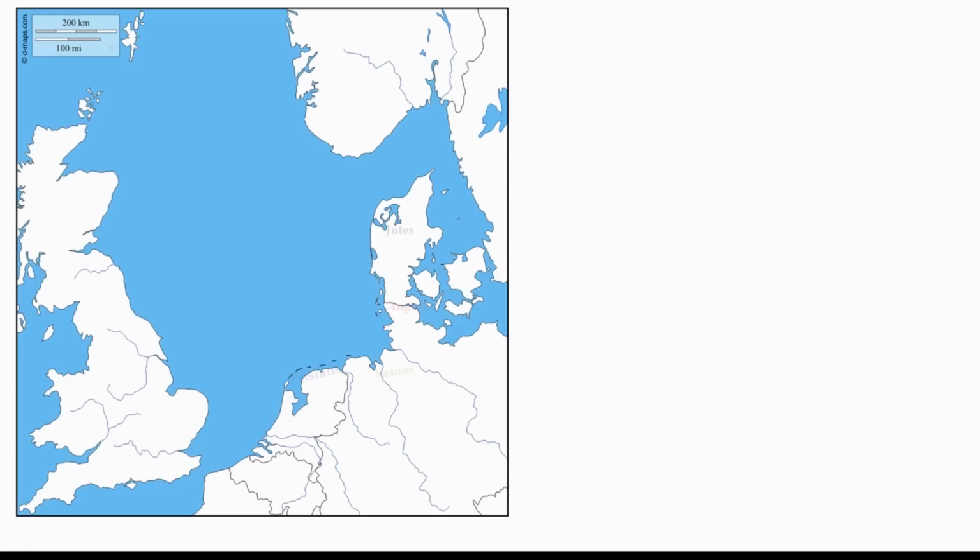Okay, so these are the different tribes. We obviously have the Jutes, the Angles, the Saxons, and the Frisians. Now I've placed them as accurately as I can to where they would have lived in the period. Now, these tribes all have certain things in common.